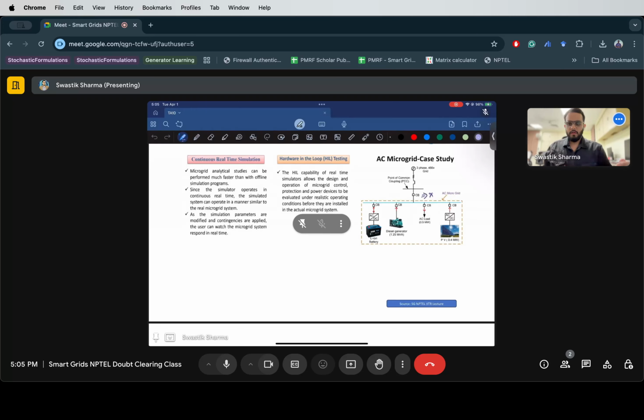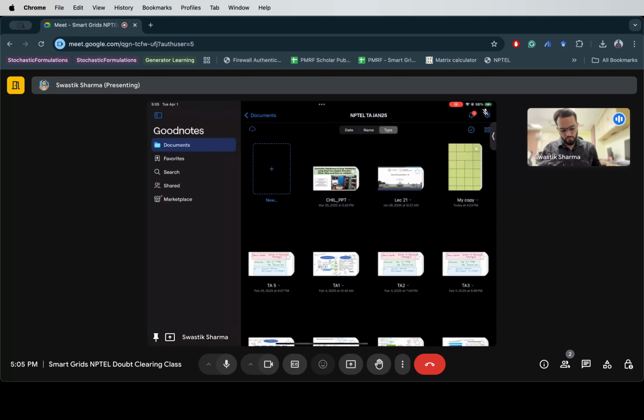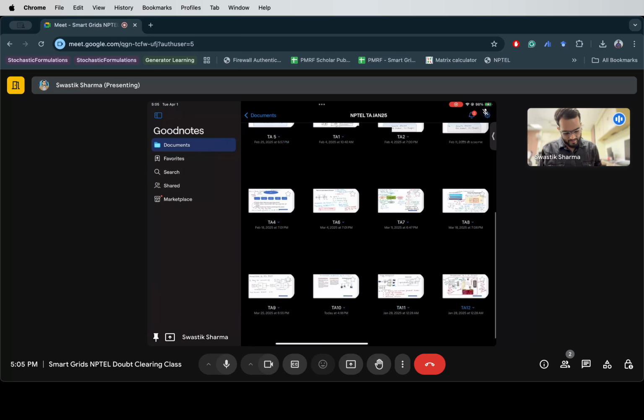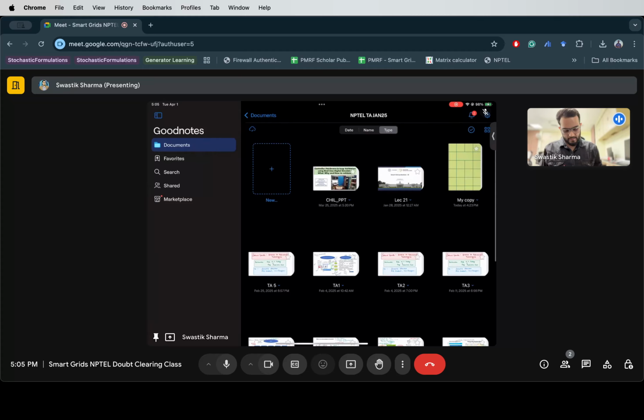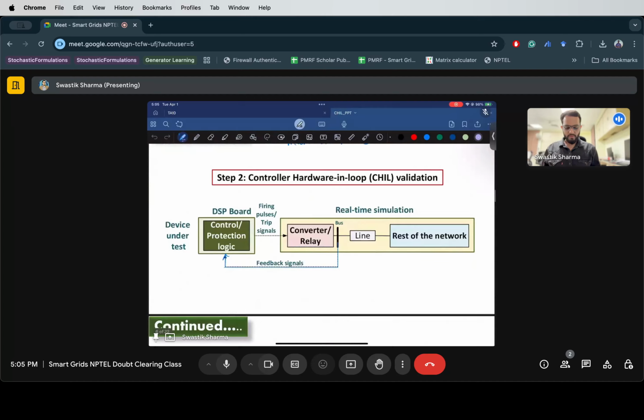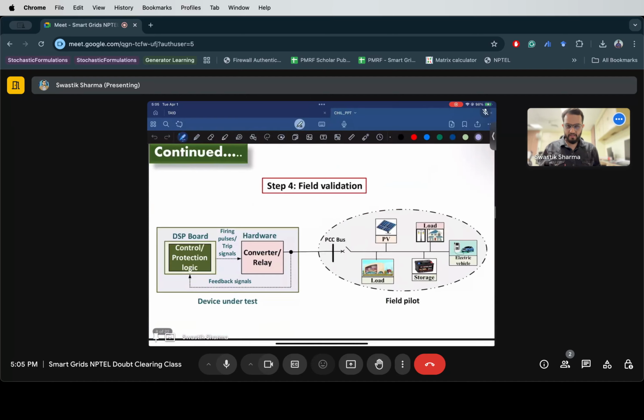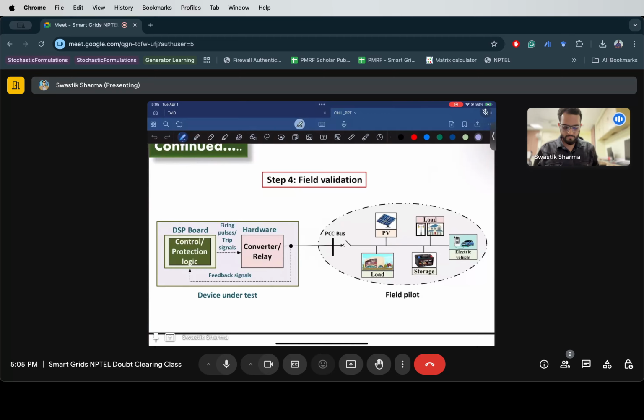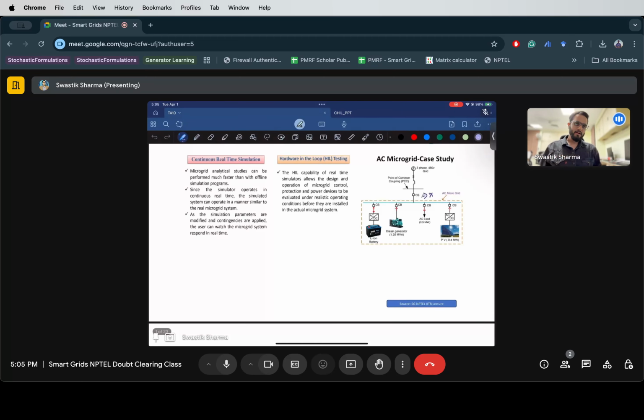Okay, so this is what the instructor started with this week. I've already talked in depth about it in my last week lecture. I also showed you a very beautiful slide deck by my senior here at IIT Kanpur. There we studied what is software in loop validation, controller hardware in loop validation, power hardware in loop validation, and the field validation, which is the last step of our validation. I won't go into it today, but you can always go back to the YouTube lecture. The link has already been provided.